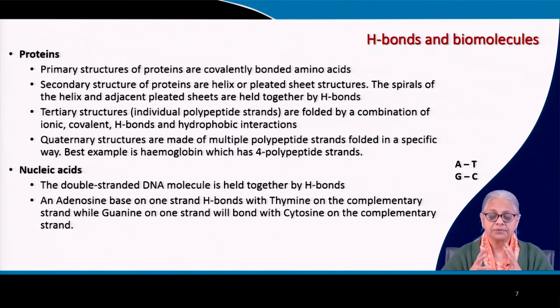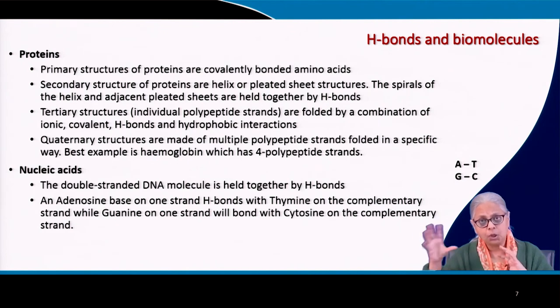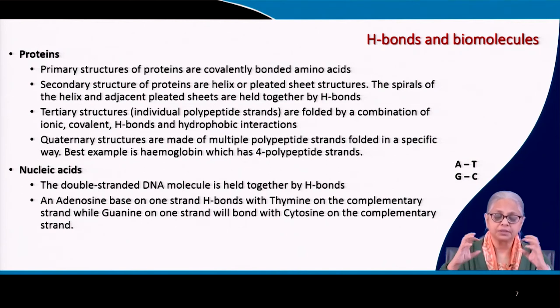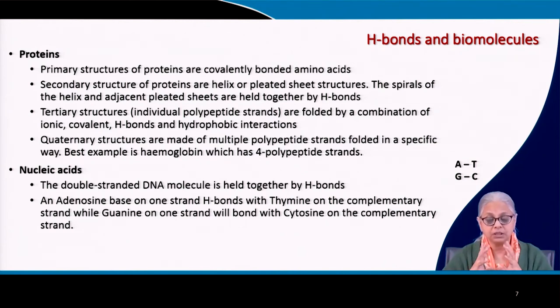The tertiary level now has a mix of all types of bonds. It has ionic bonds, it has covalent bonds, like disulfide bridges. It has hydrogen bonds, it has hydrophobic interactions. Now, remember that many of the amino acids have non-polar functional groups. These non-polar functional groups are hydrophobic, and because of their hydrophobic nature, you will have amphoteric properties in these molecules, and that will also result in certain spatial arrangements. So we'll go into that in the next part of this topic.